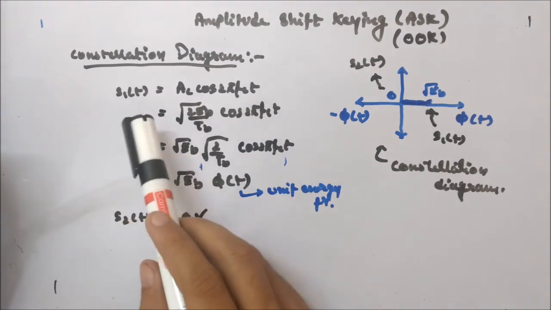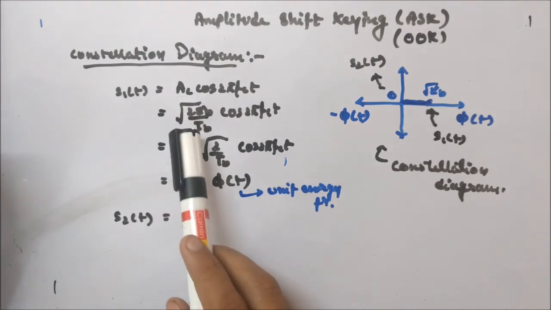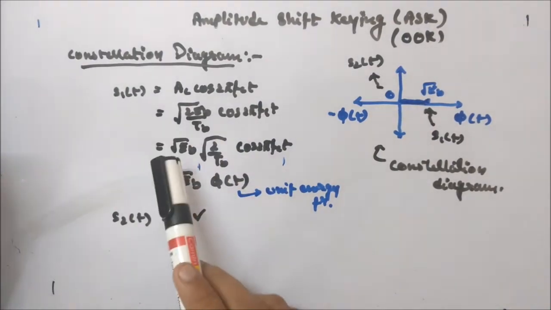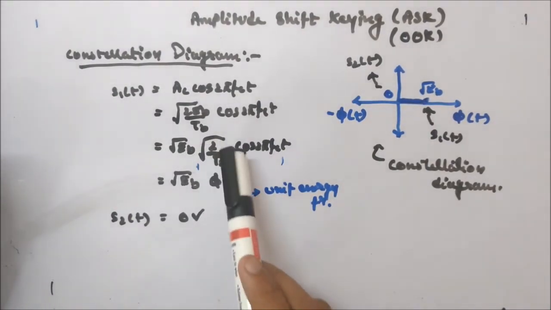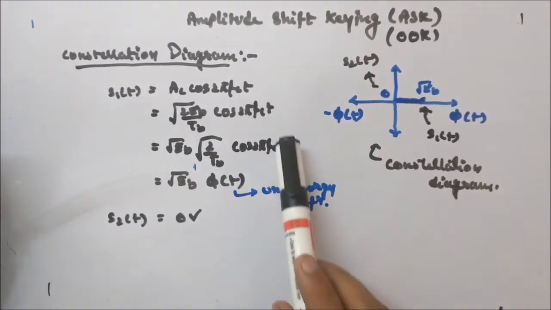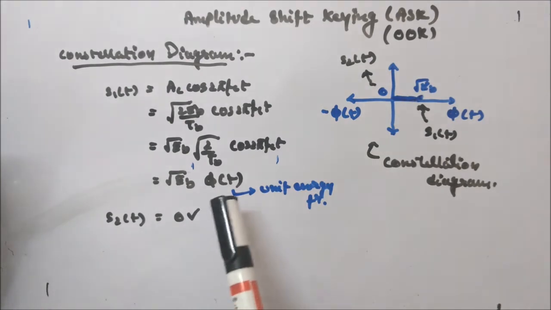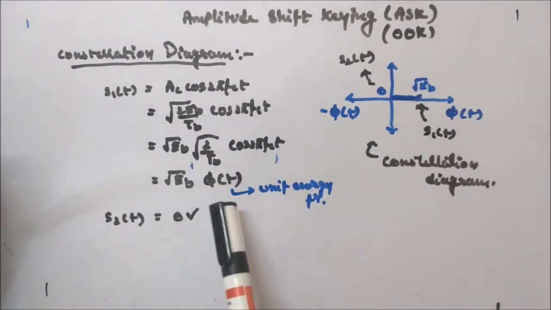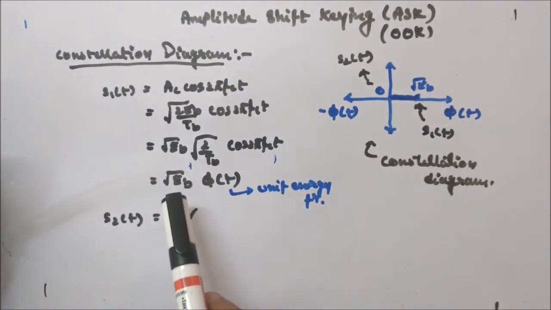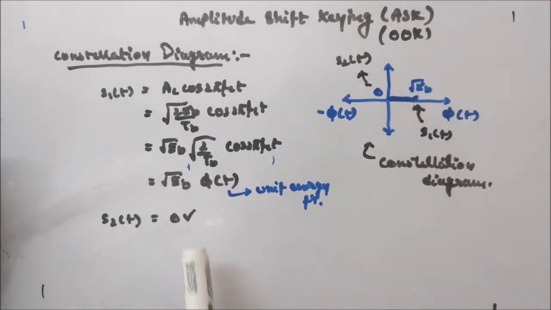So here you can see we had S1t equal to AC cos 2 pi FCT. We can replace AC by under root 2 EB divided by TB. This cos 2 pi FCT is the same. Now we can take under root EB outside, and the rest is under root 2 divided by TB cos 2 pi FCT. Just now we saw this is the unit energy function, and I am representing this function by phi of t. This is not a phase difference, this is just a function. We just saw it has unit energy. So this is the unit energy function, and this under root EB is the same as this, and our S2t was 0 volt, that you know.